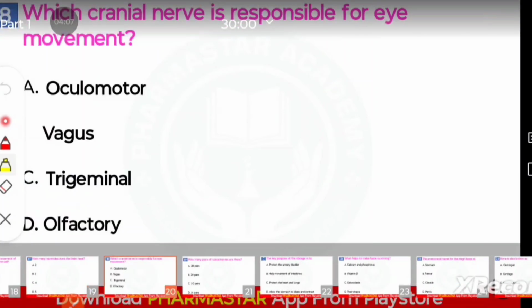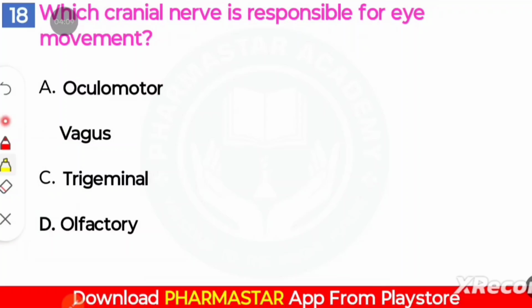Next question. Which cranial nerve is responsible for eye movement? A. Oculomotor, B. Vagus, C. Trigeminal, D. Olfactory. The correct answer is option A. The oculomotor nerve, cranial nerve III, is the primary nerve responsible for moving the eyeball. It controls 4 of the 6 extraocular muscles as well as the elevation of the upper eyelid and pupil constriction.